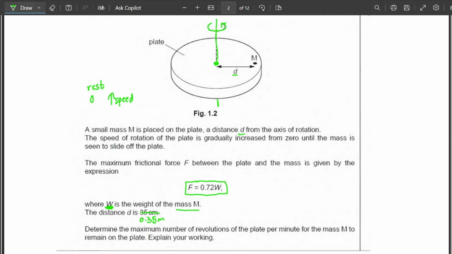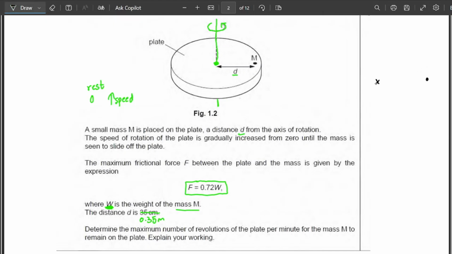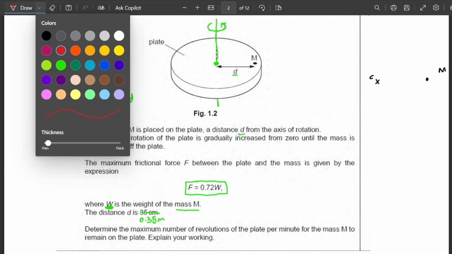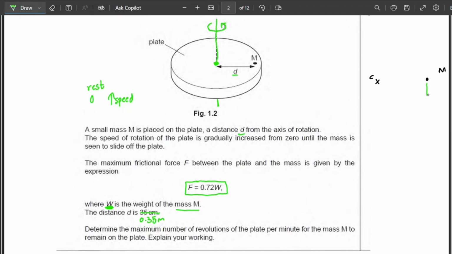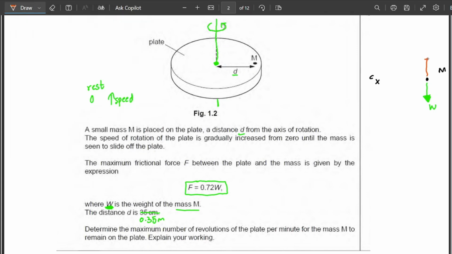Well, we know there's a frictional force, and I want to ask you guys, do you know where that frictional force will be pointing? So if I just draw the free body over here, that right there is the center, let's call it C. That right there is the mass m. What are the forces acting on this mass m? So clearly this mass is going to have a weight acting downward. The weight is W, and then that weight is basically canceled out by the normal force, since it's sitting on a plate, so that plate is providing a normal force.